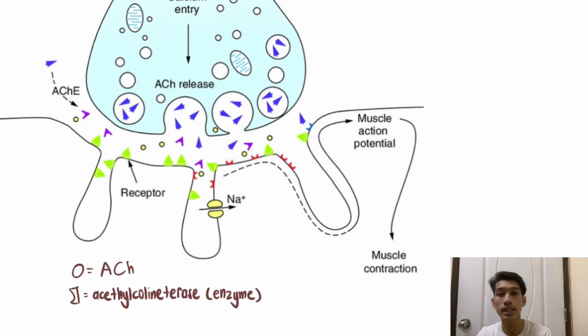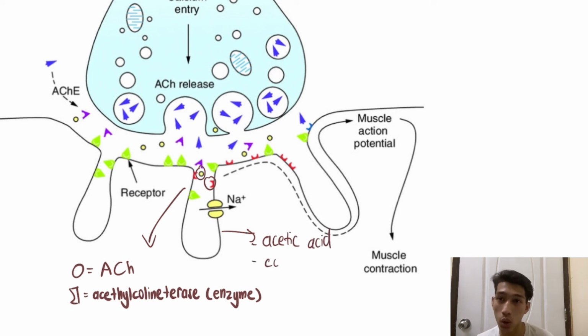After the process, the acetylcholine that binds to the receptor on the membrane of the muscle fiber will be broken down into acetic acid and choline. The acetylcholine will be broken down by the enzyme called acetylcholinesterase.